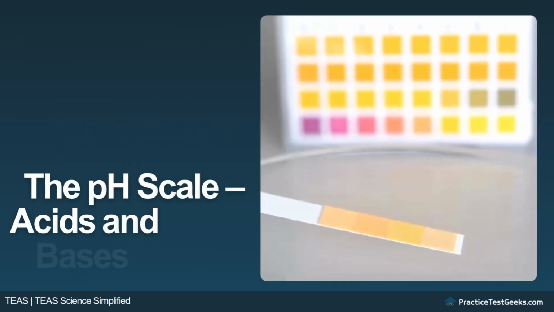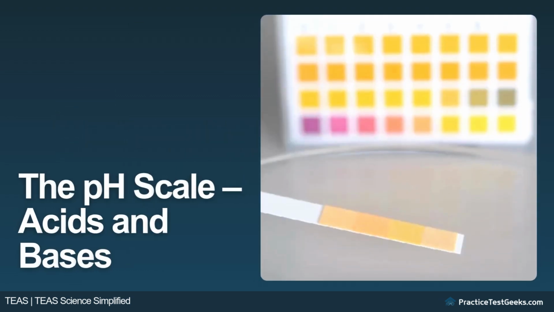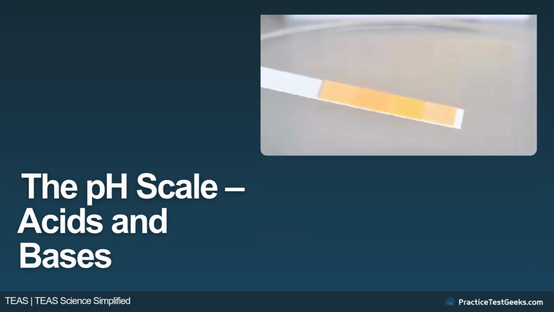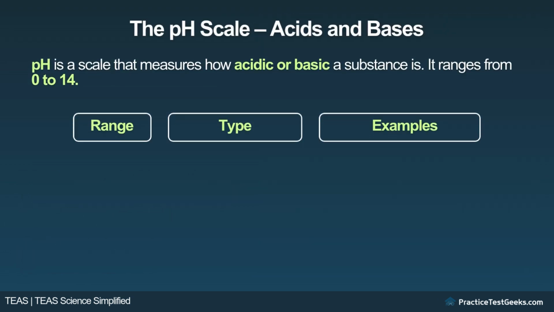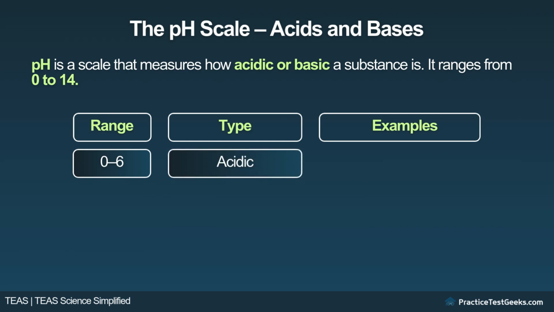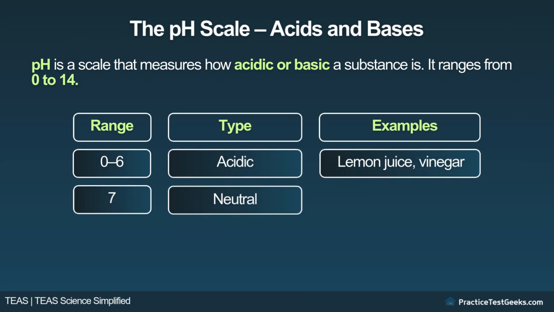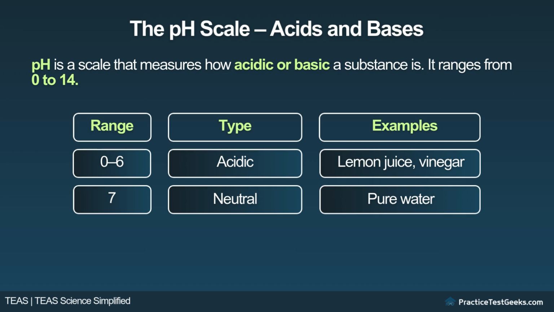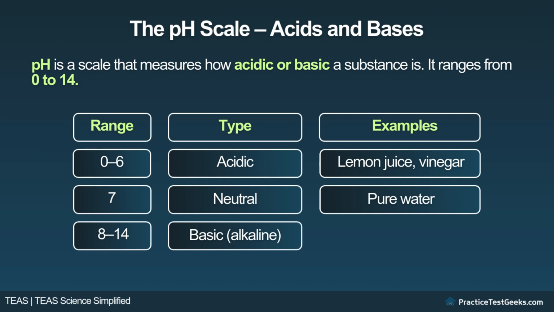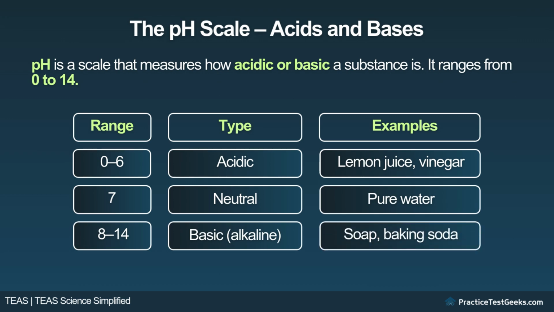Let's move on to the pH scale, which measures how acidic or basic a substance is. This is another common TEAS question. The scale runs from 0 to 14. A pH from 0 to 6 means the substance is acidic. Think lemon juice or vinegar. A pH of 7 is neutral, like pure water. A pH from 8 to 14 means the substance is basic or alkaline, like baking soda or soap.